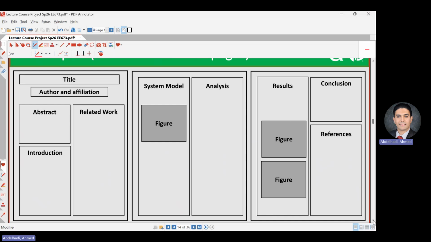And it's going to have the title, author, and affiliation. Then you add an abstract here, so you can see the difference between the progress report and the final report. You need to add an abstract to your introduction. Then you also have analysis added. You have results, which, of course, if you have results, you have some plots. You can have some tables. Conclusion and then references. This is the layout of the final report.